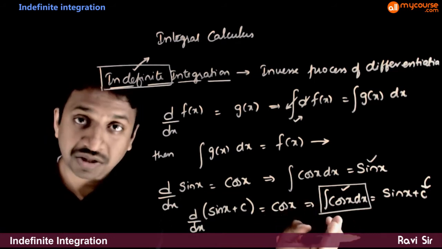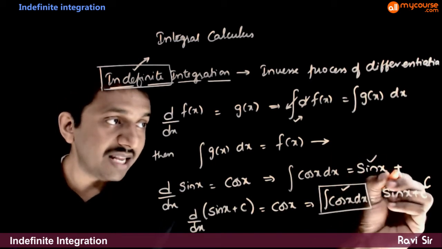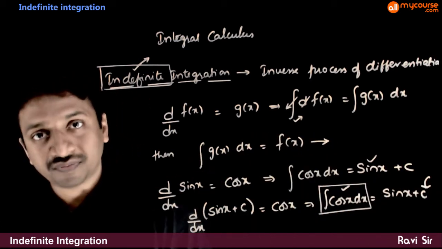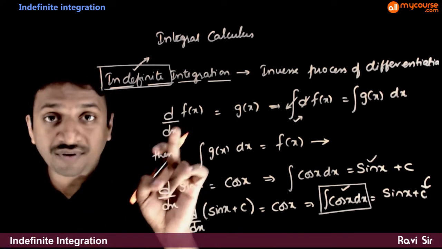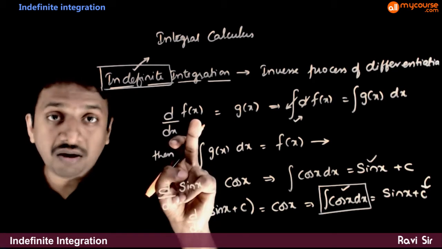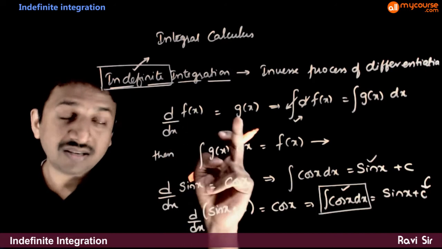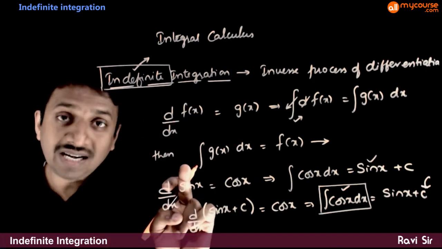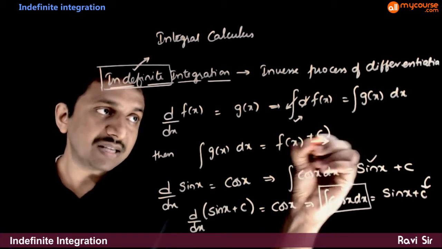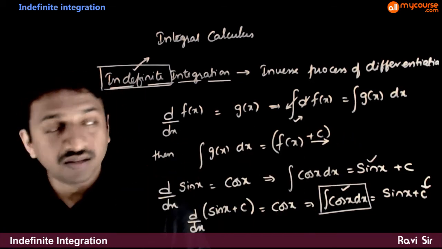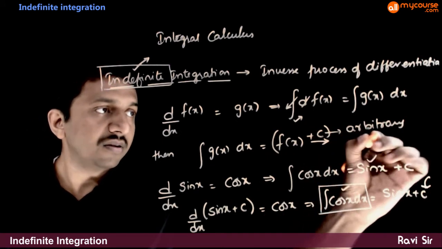So indefinite integration of cos x dx from now on is not just sin x, it is equal to sin x plus any arbitrary constant. And similarly, if d of f of x by dx is equal to g of x, then d of f of x plus any constant with respect to dx is also equal to g of x. So indefinite integration of g of x dx is equal to f of x plus an arbitrary constant c, where c is an arbitrary constant.